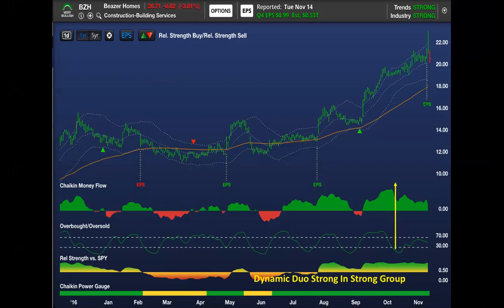So in construction, you've got Beazer Homes. We're going to see another one at the end of the webinar, D.R. Horton. Beazer has had a bullish power gauge rating, bullish personality change, so the dynamic duo is strong in a strong industry group. Therefore, you want to buy the oversolds, and when you get an oversold and Chaikin money flow is green, not red, that's the opposite of the Chaikin bearish money flow sell alert. We call this stealth buying. You want to buy with the smart money that's buying down here. They're not selling in here, they're buying.